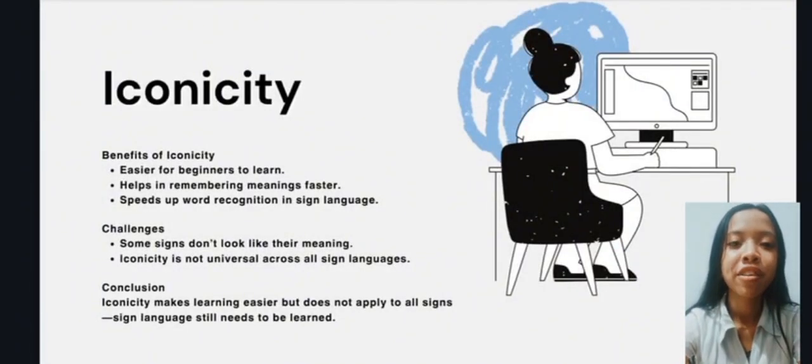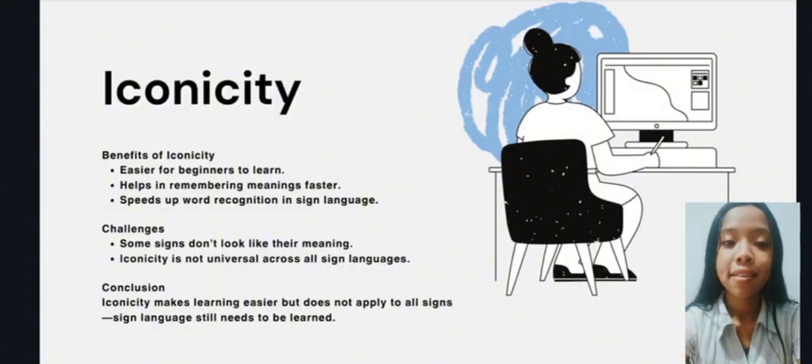Studies show that beginners find iconic signs easier to learn, it helps them remember meanings faster, and it can speed up how we recognize words in sign language. But of course, there are some downsides too. Some signs don't look anything like their meaning, so you still have to memorize them. And iconicity isn't universal, so what looks like a tree in one sign language might be something totally different in another.